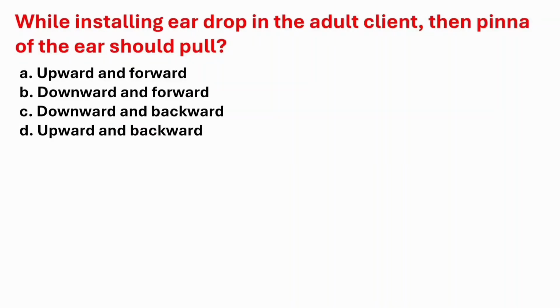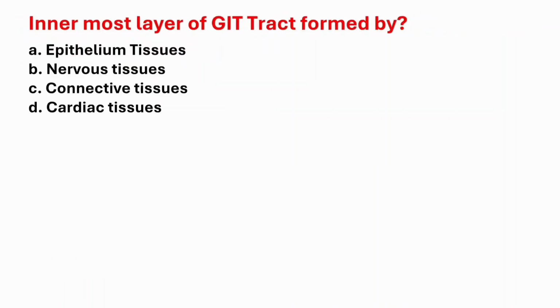When instilling eardrops in an adult client, the pinna of the ear should be pulled A. Upward and forward. B. Downward and forward. C. Downward and backward. D. Upward and backward. The correct answer is option D. Upward and backward.